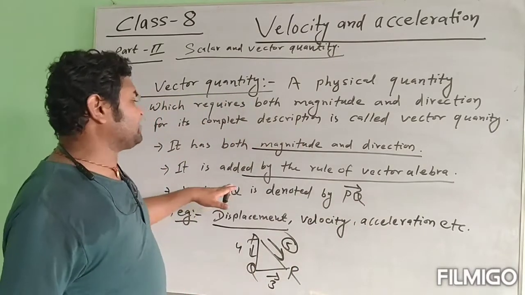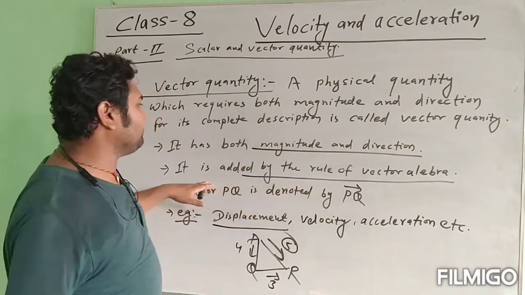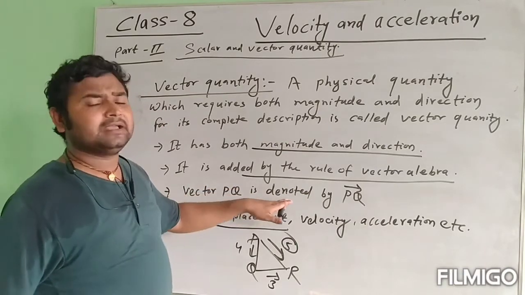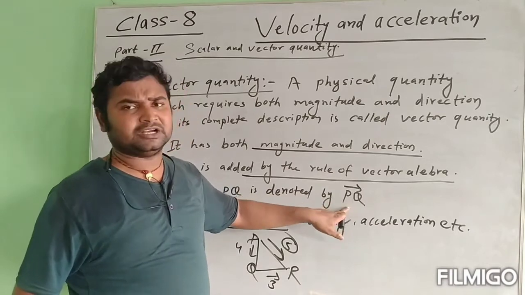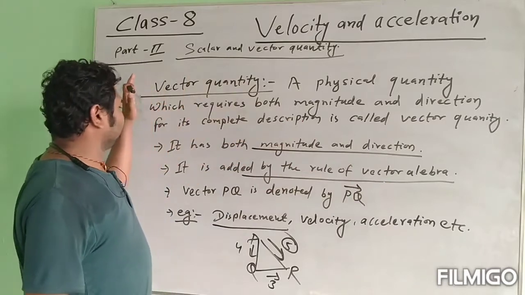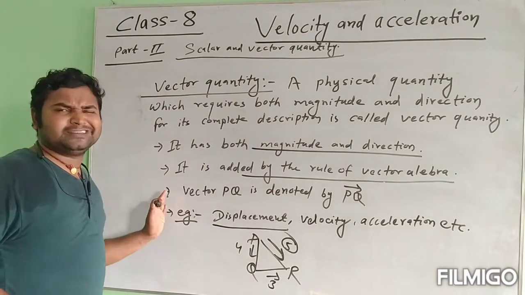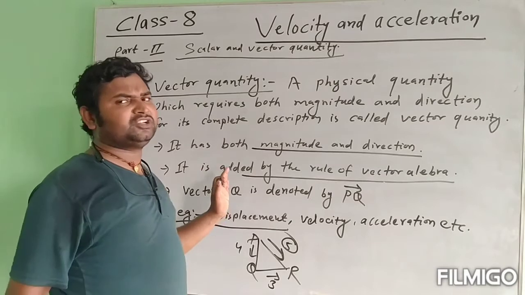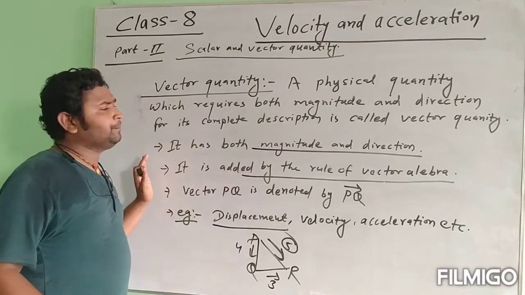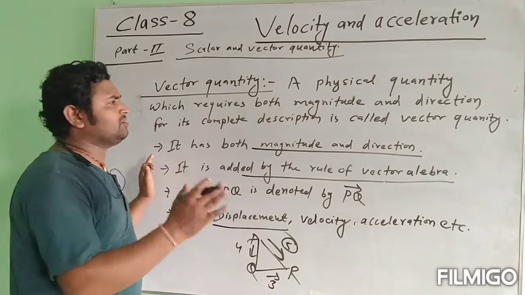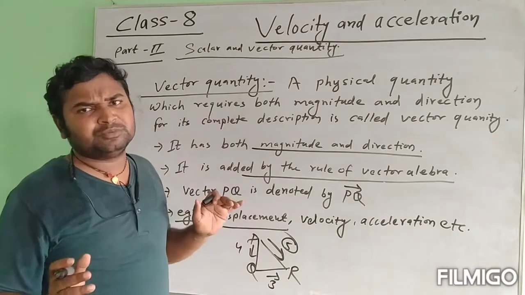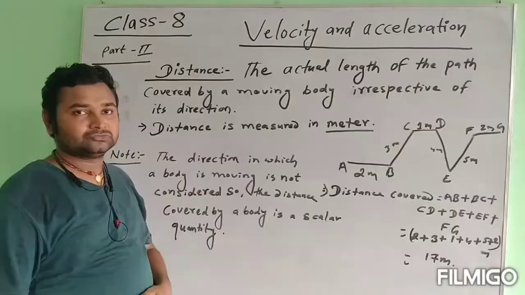This is the rule of what? Vector algebra. Like vector PQ is denoted by PQ with a vector sign. So there is a difference between scalar quantity and vector quantity. I will give you the differences in your pictures. You have to note it in your copy. What is the difference between scalar quantity and vector quantity? It is also a very important question from the exam point of view. So you have to prepare at home.